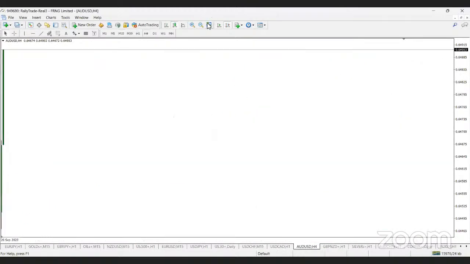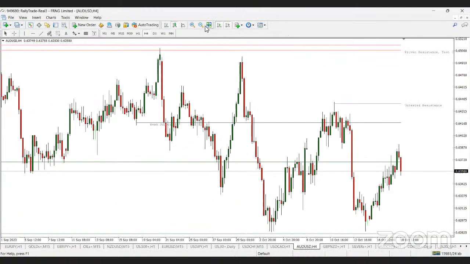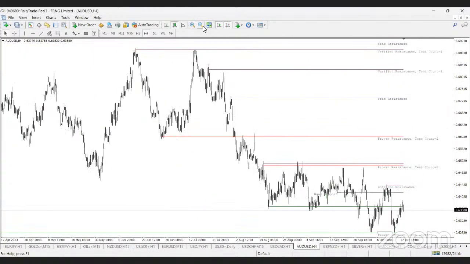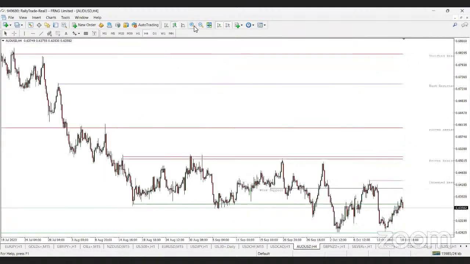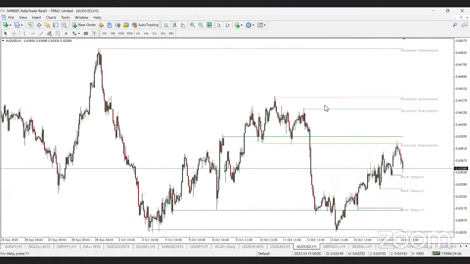So what is AUD USD looking like? AUD USD has actually been on a downtrend. Even recently, it is giving us lower highs. Look at this first high, look at this second high. The next high here is lower, the next high is lower. So this is a downtrend. AUD USD is in a downtrend. So what does that mean?